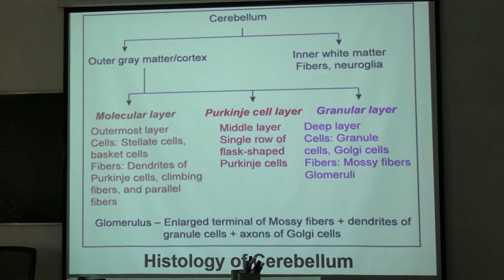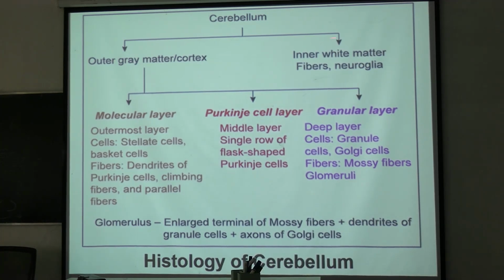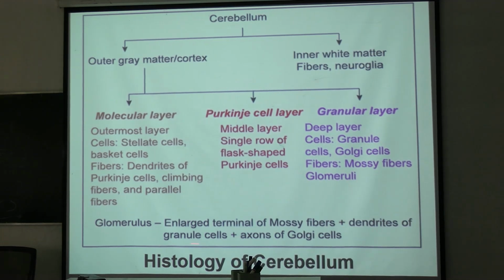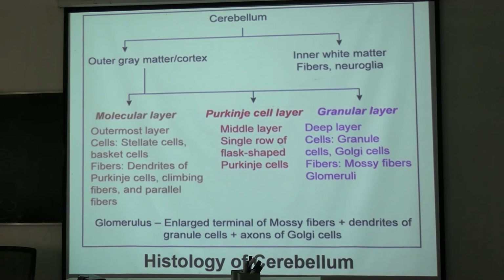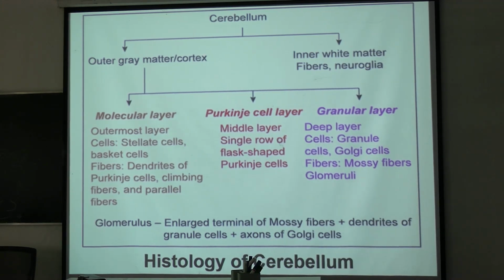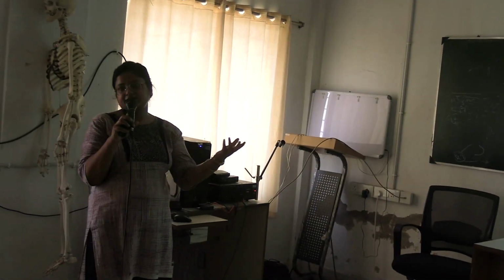And inner white matter is formed by the different fibers and the neuroglial cells. And what is glomerulus? It is the enlarged terminal of the mossy fibers plus the dendrites of the granule cells and axons of the Golgi cells. Okay, so this chart you must remember for histology of cerebellum. It is important for your theory short note. Okay, also an important spotter slide. Okay.